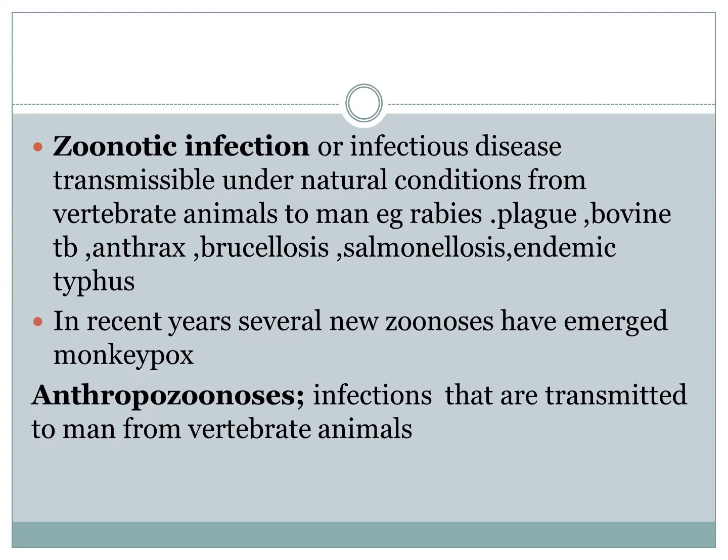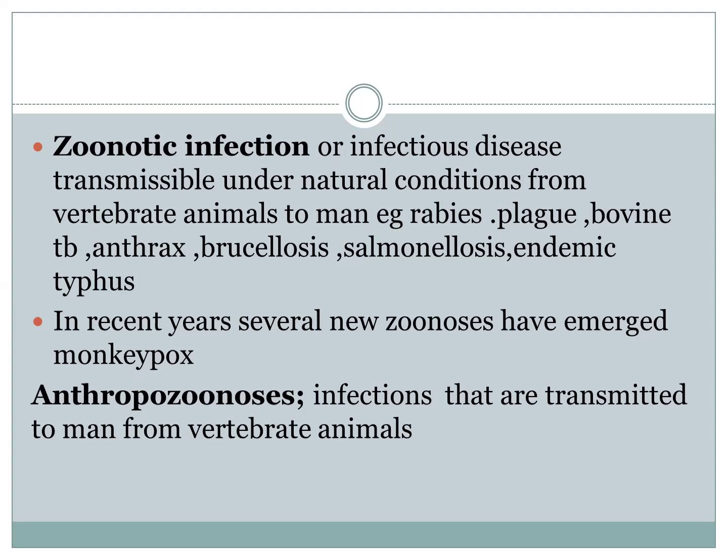Then very important term is zoonotic infection. What is zoonotic infection? Infections are diseases that are transmissible under natural conditions from vertebrate animals to man. For example, rabies, plague, bovine TB, anthrax, brucellosis, salmonellosis, endemic typhus. In recent affairs, several new zoonoses have emerged, for example, monkeypox.